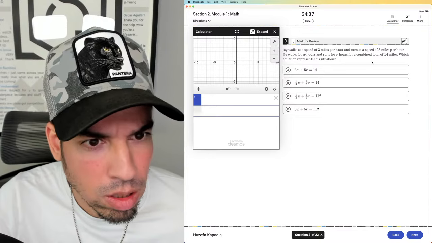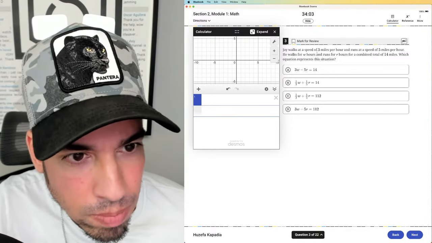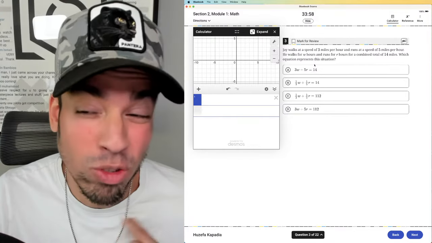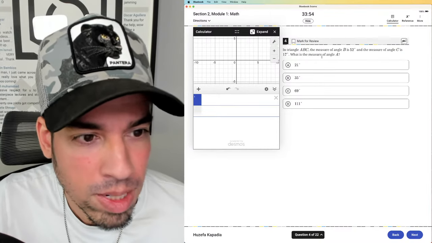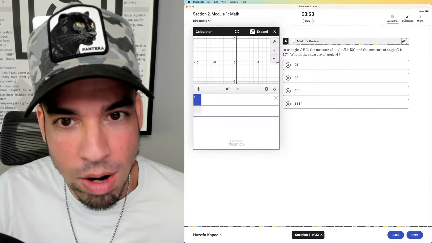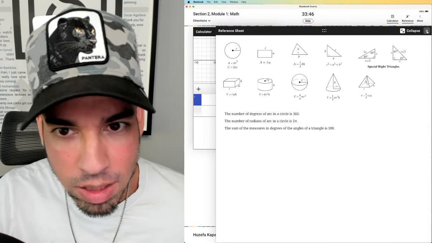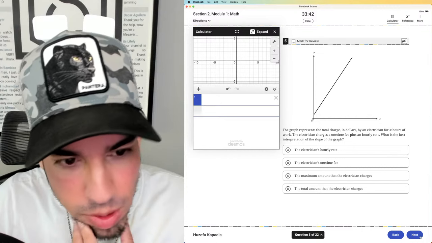Okay, next one. We've got speed. This one's not really a great... Wait. Is this a good calculator? And runs at a speed of 5 miles per hour. Yeah, this one you have to understand the equation. You can't really use a calculator, so we're going to move on. That's interpreting an equation. This one you can't really use the calculator because you have to know that the angles in a triangle add up. But this is in the reference sheet, so you know that the sum of angles in a triangle is 180. You can leverage that, but not really a Desmos hack here. Same with this one, not really a Desmos hack.